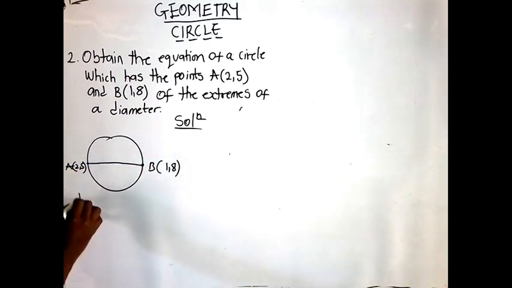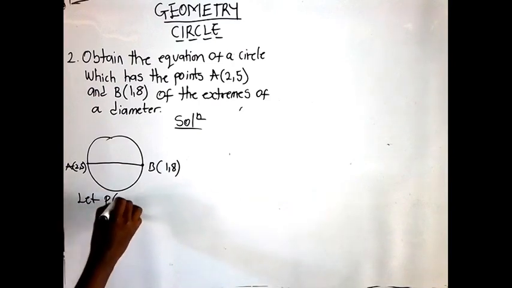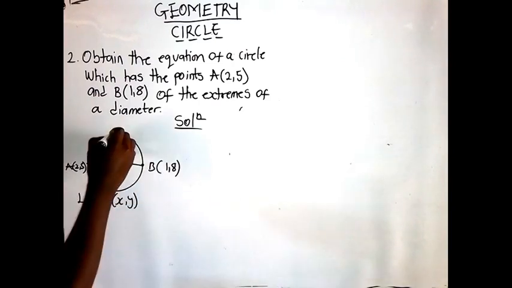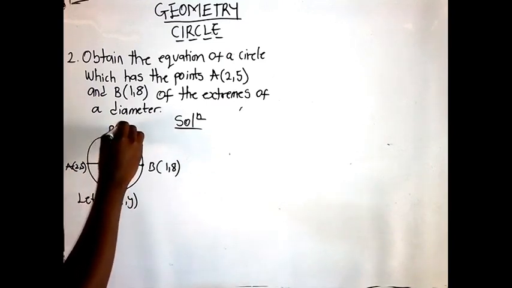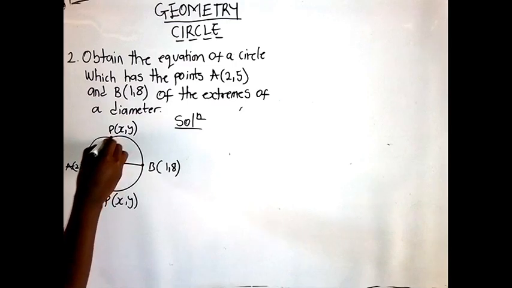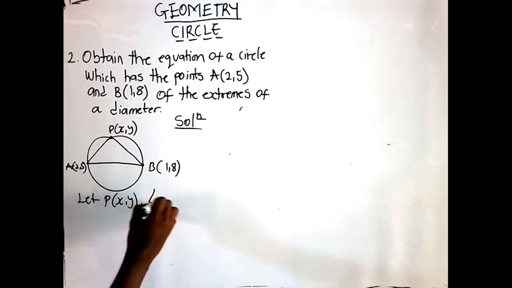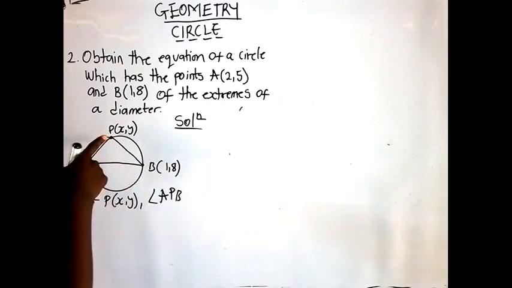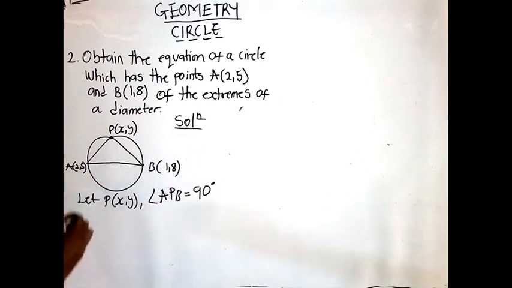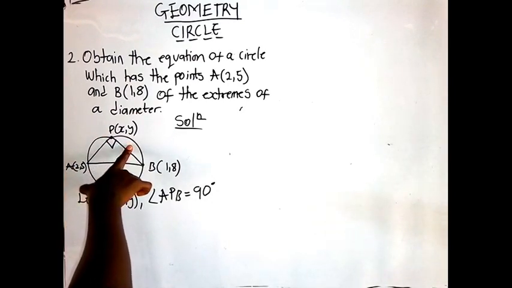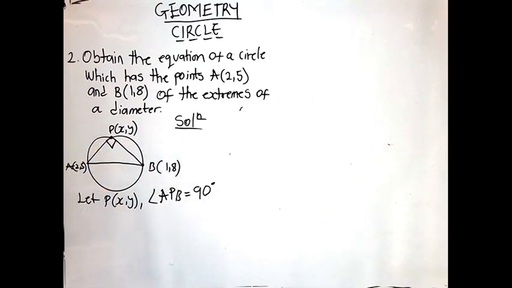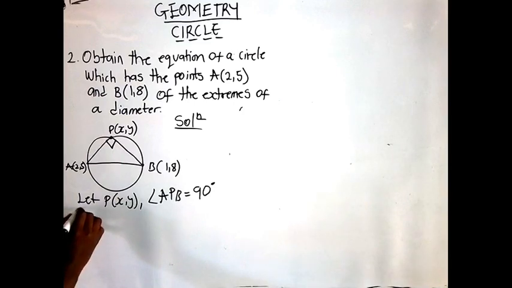And then we let any point, let's say point P (x, y), be on the circle. So assuming here, P (x, y), joining A and B. But angle APB here should be 90 degrees. So if angle P is 90 degrees, then the gradient of this line and the gradient of this line should give us negative 1. So this is how it goes.